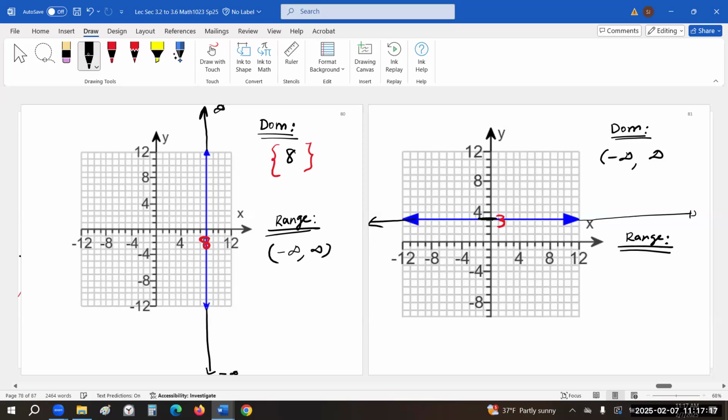Perfect. Our x is going on forever and ever on the left side and right side. And how about the range? Just 3, wonderful. See, the only y value we have in this graph is the y value 3. So our range has only one number, 3, but look at the domain.